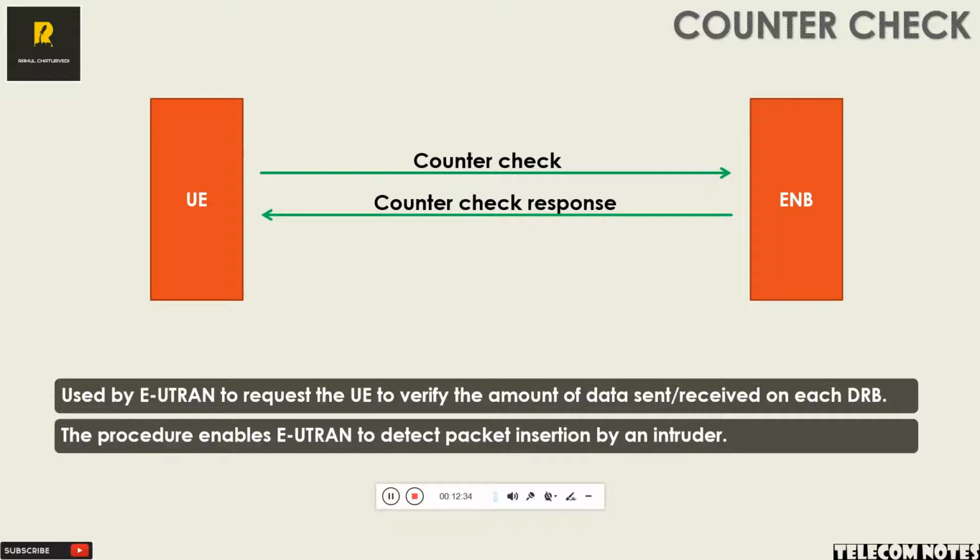Coming to the counter check, E node B sends the counter check to the UE, and the response is sent from the UE to E node B, that is counter check response, used by E-UTRA to request the UE to verify the amount of data sent and received on each DRB. The procedure enables E-UTRA to detect packet insertion by an intruder.